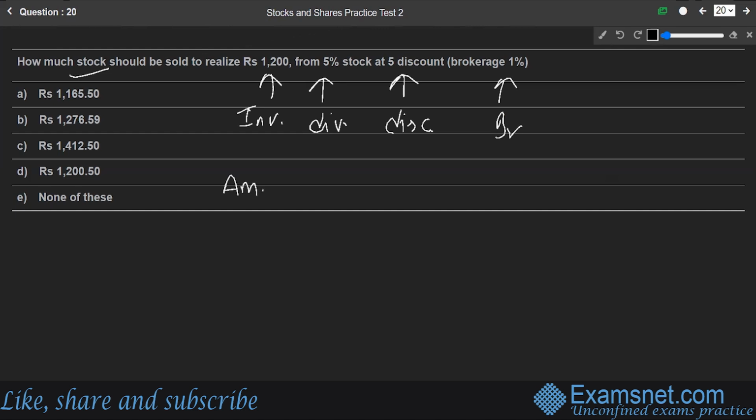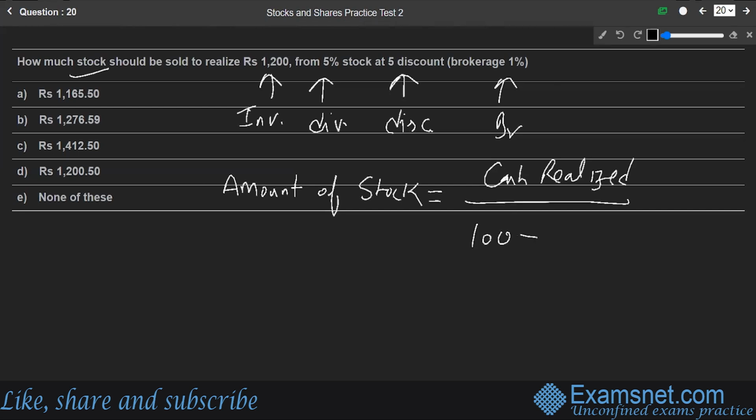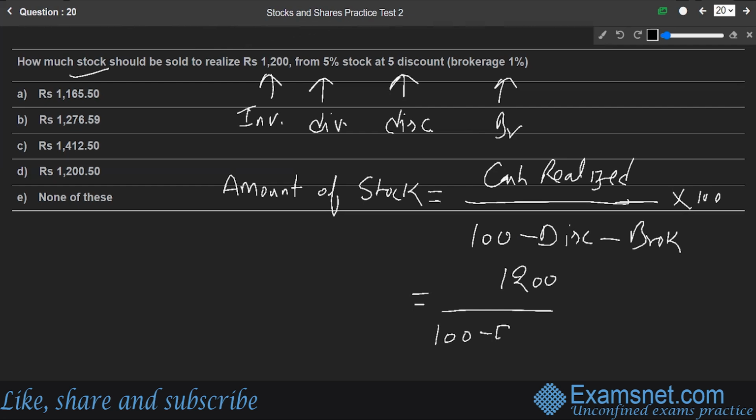Amount of stock can be related as follows; we have used this formula multiple times in the test itself. Amount of stock is simply equal to cash realized, or the purchase cost, divided by 100 minus discount plus or minus the brokerage value, into 100. This is the simple formula. So let us put down all the values. Cash realized is 1200 rupees as given in the question, divided by 100 minus discount, given as 5 rupees, minus brokerage, given as 1%, into 100.